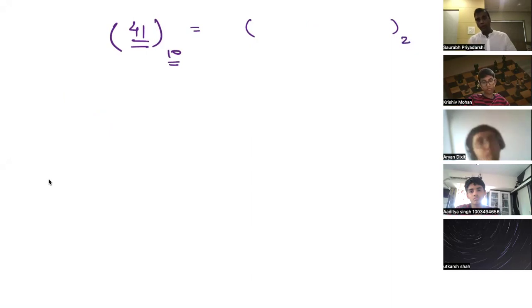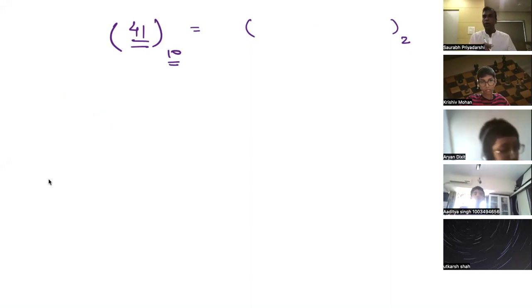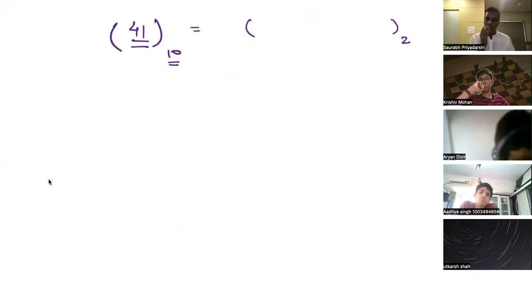If the number is given as 41, I have to write it with base 10. So when we write 41 with the suffix 10, it means this number is 41 with base 10. I hope you all know how to write this base 10 number in base 2. Usually you can write numbers with base 1 also, but we are not able to write numbers with base 0. For base 0 we don't have any option, because we know that 0 to the power 0, what is the value of 0 to the power 0?